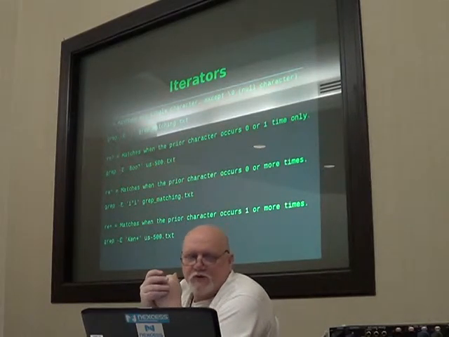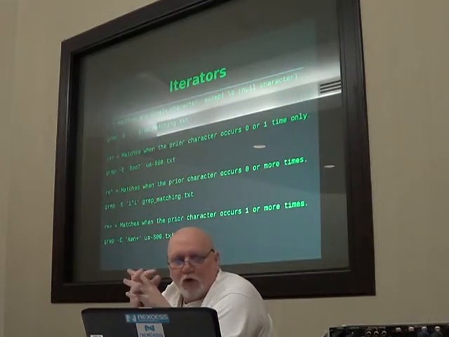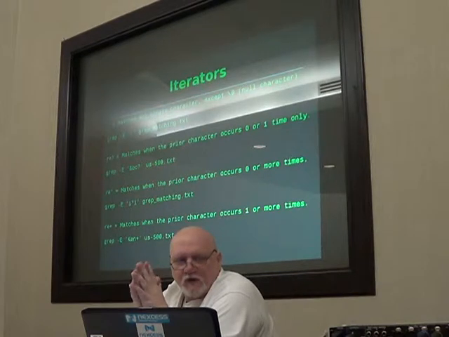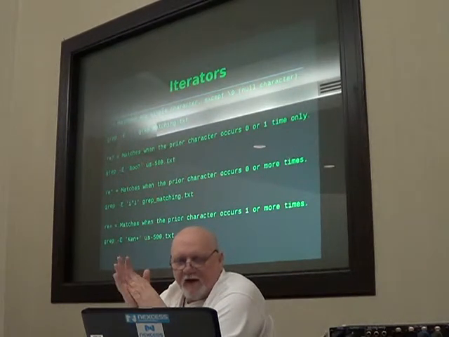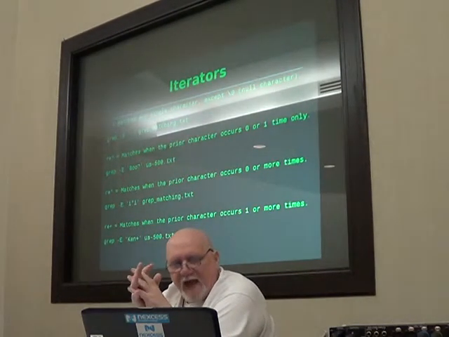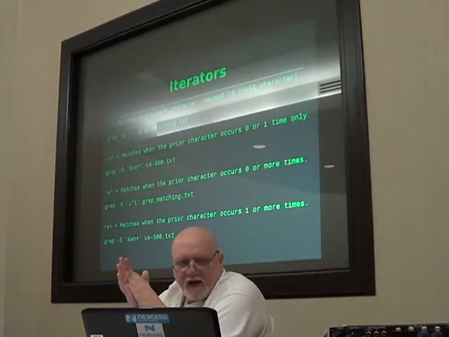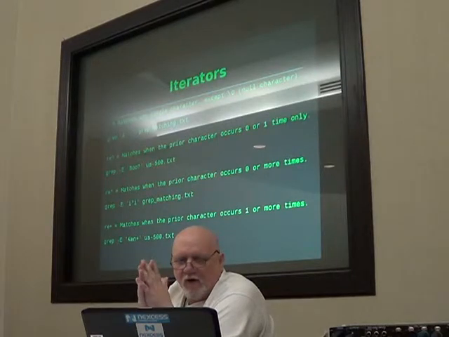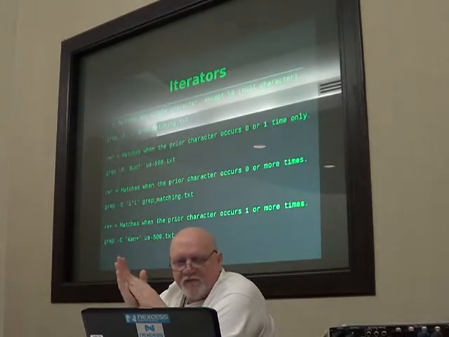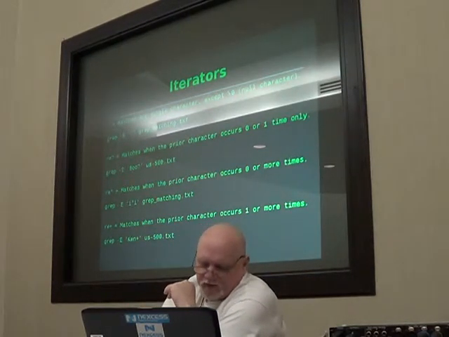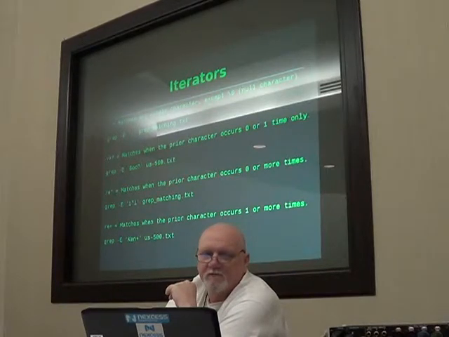Then we have the plus, which matches the prior character 1 or more times. So in our example there, that would match Ken with 1 N, Ken with 2 N's, Ken with 3 N's, Ken with 4 N's, and so on. All of these iterators are very generic, so let's look at a way to make them a little more specific.